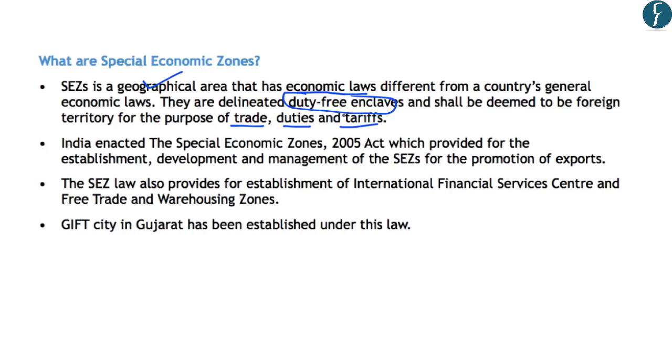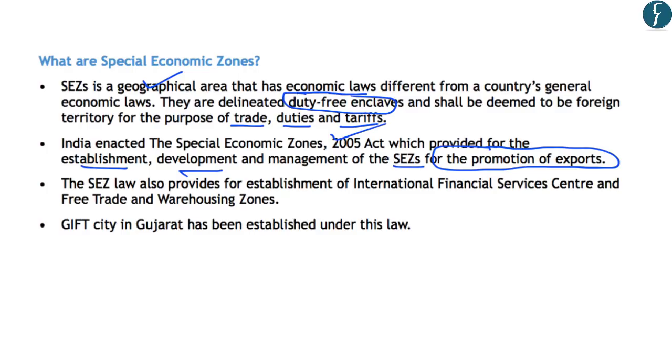which means that all other administrative laws are applicable except the economic laws or the normal economic laws. So in this line, India enacted the SEZ Act 2005, and this provided for the establishment, development and management of SEZs for the promotion of exports. So the promotion of exports was the primary objective of creating SEZs in India.